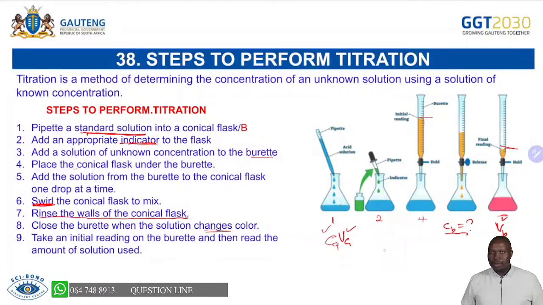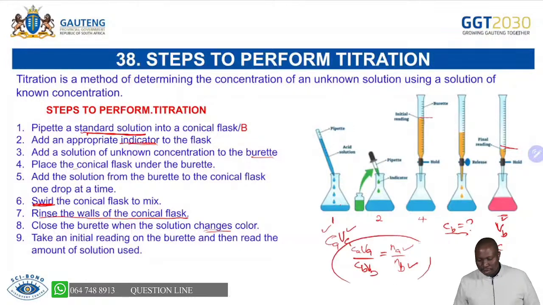And you know your mole ratio. Remember your Na over Nb. That is your number of moles of the acid over the number of moles of base. So hence we are saying CaVa over CbVb, and that is able to give you that. I hope that helps you and you will understand titration.